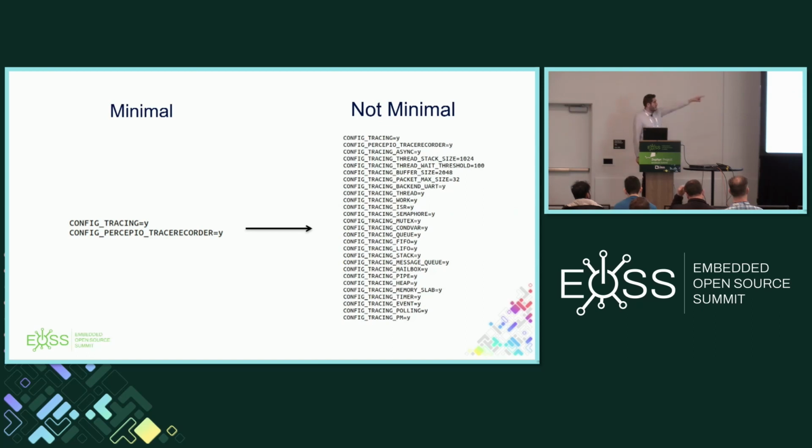You can see here we have two options in the minimal one. In the non-minimal one, you see that we have many other options that are going to be enabled. Basically, if I enable CONFIG_TRACING=y, it will automatically enable something called CONFIG_TRACING_THREAD=y, CONFIG_TRACING_SEMAPHORE=y, and so on. All of these options will be enabled automatically.